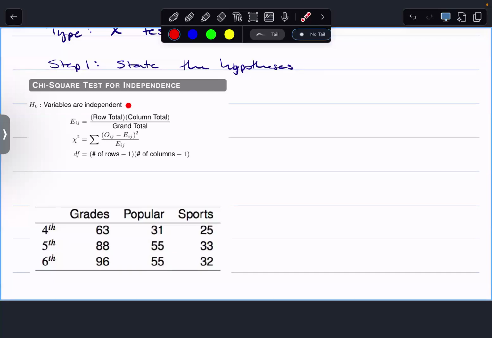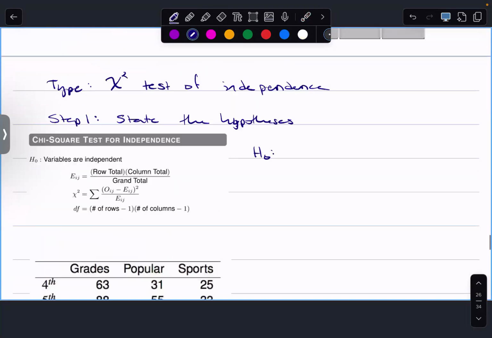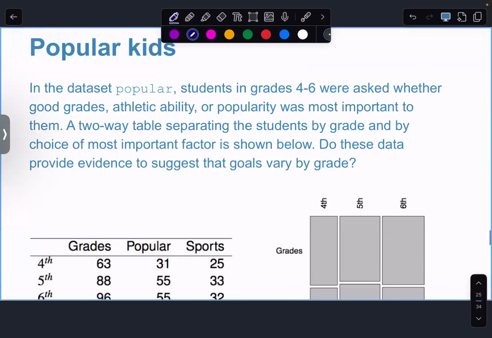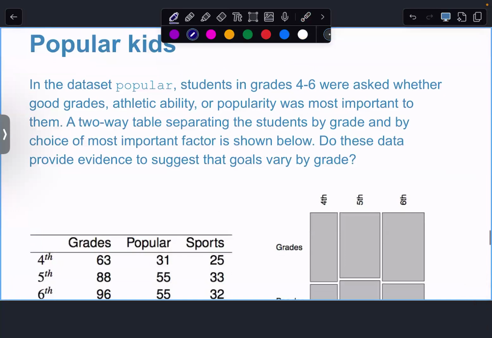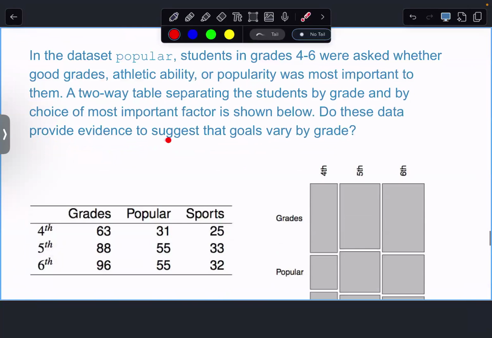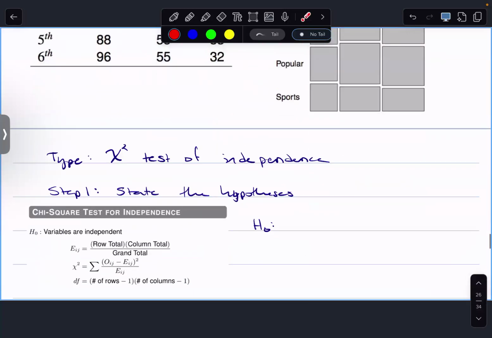The variables are independent, kind of cryptic, yeah? But we're gonna rephrase this in terms of the question, right? The variables are what grade they're in and what they prioritize, or kind of what they think is most important. Do these data provide evidence to suggest that goals vary by grade? I'll be more explicit than that, I guess.